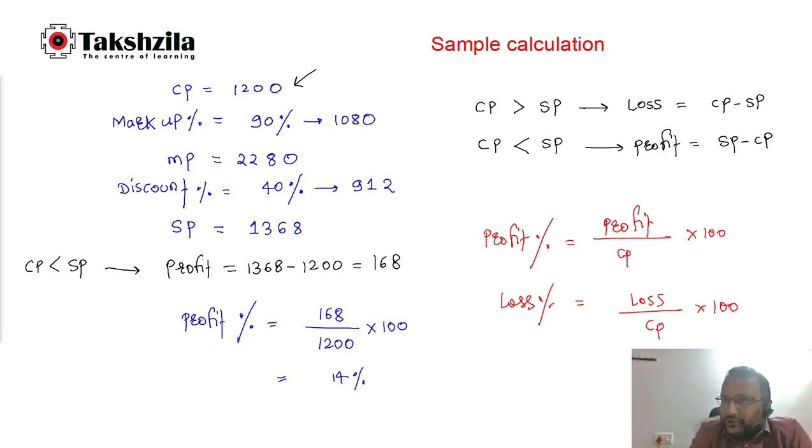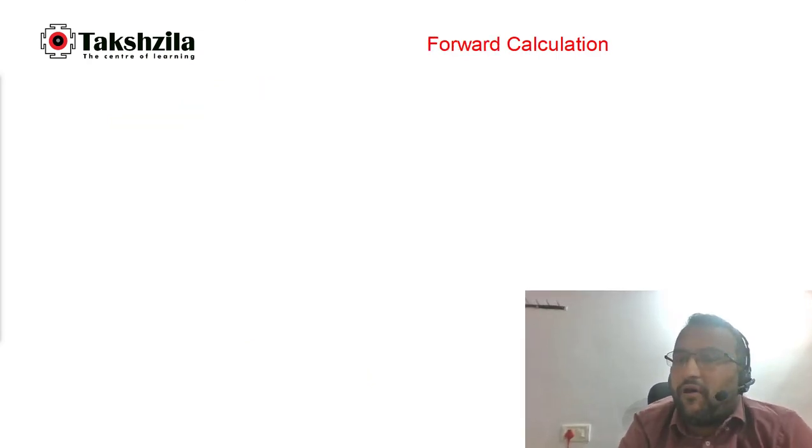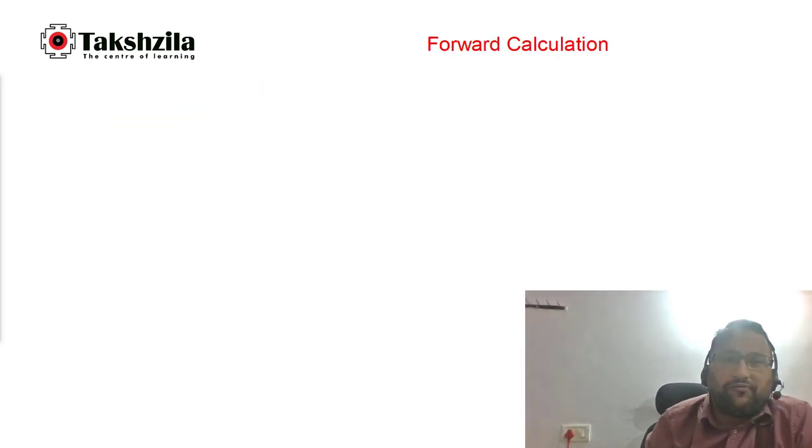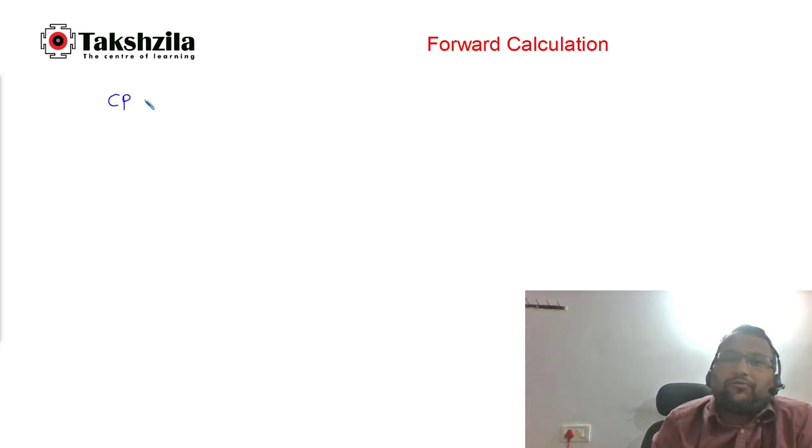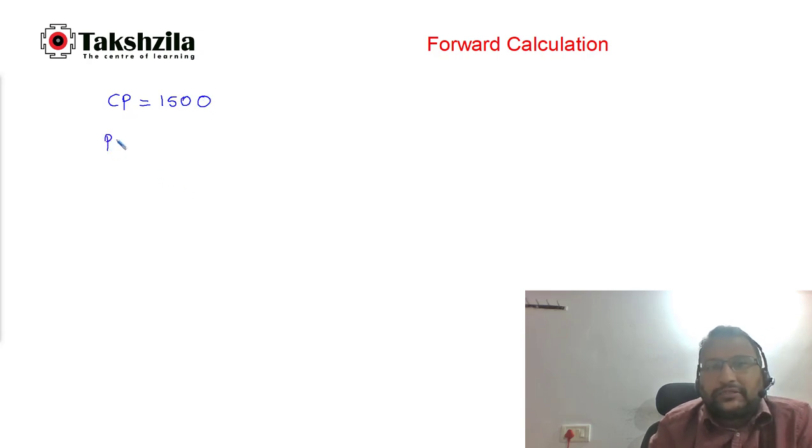Now there are two types of calculation. First is forward calculation and the second one is backward calculation. So first of all, let's have a look at it. What do we mean by forward calculation? For example, for some article, let's say cost price is equal to 1500 rupees, and the profit percent that we need to earn is, let's say, 20%. In that case, the selling price is going to be how much? This is what we need to calculate.